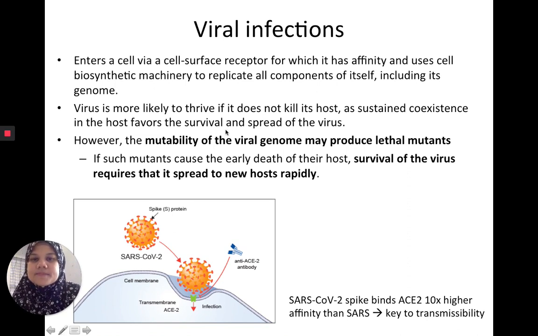But sometimes, and this is what happens to certain viruses that mutate a lot, such as the coronavirus, the mutations can produce lethal mutants. When they produce lethal mutants, it often causes early death of the host. That's not ideal for a virus that wants to spread itself as much as possible. So what does it do? In order to survive, the virus then needs to spread to new hosts as rapidly as possible. It sounds familiar now with what's happening with COVID-19, right?